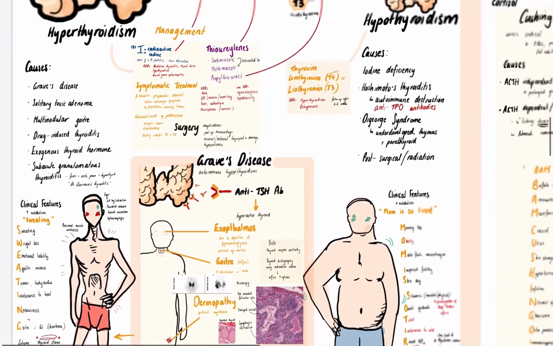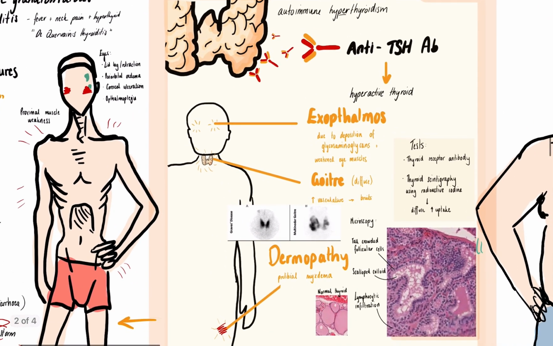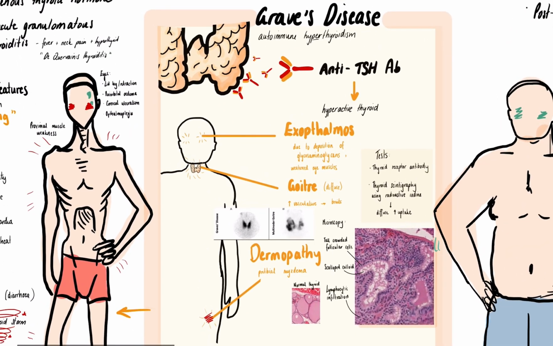Now, zooming in on Graves' disease. Graves' disease is a certain type of autoimmune hyperthyroidism, and I've gone into it here. So in this particular disease, we see the production of these anti-thyroid stimulating hormone receptor antibodies. I'm going to add in a little R there. And this leads to the overstimulation of the thyroid, leading to a hyperactive thyroid and hyperthyroidism.